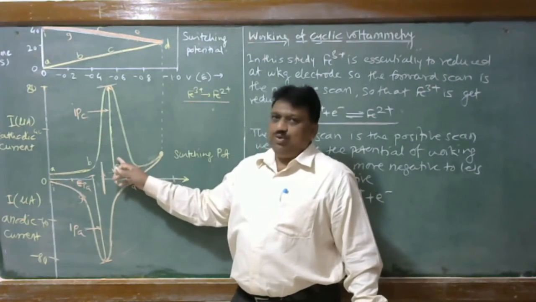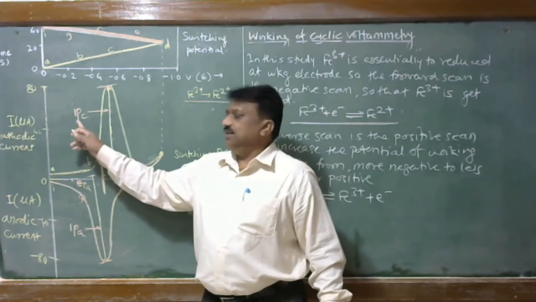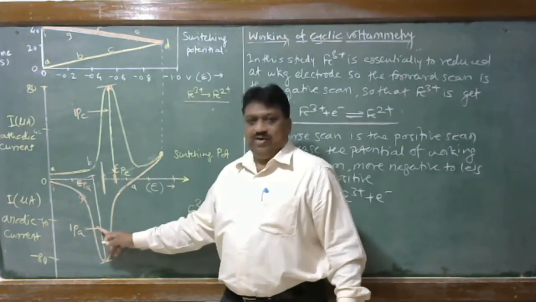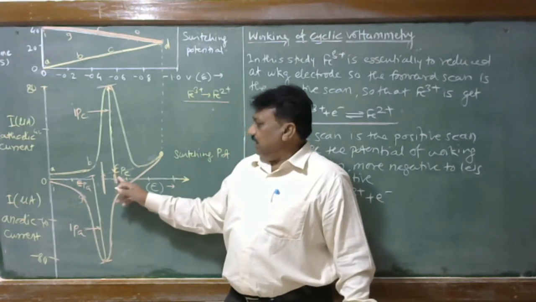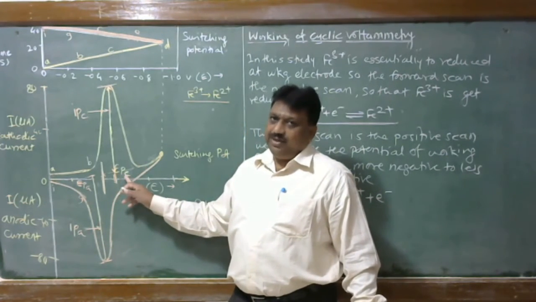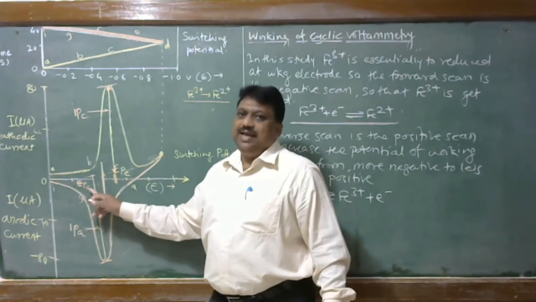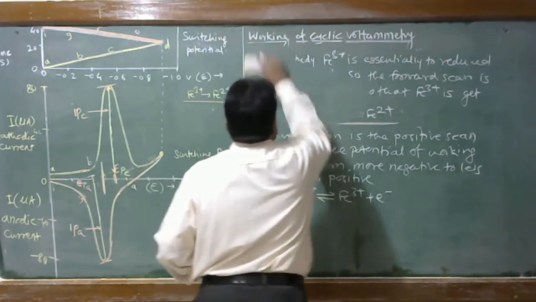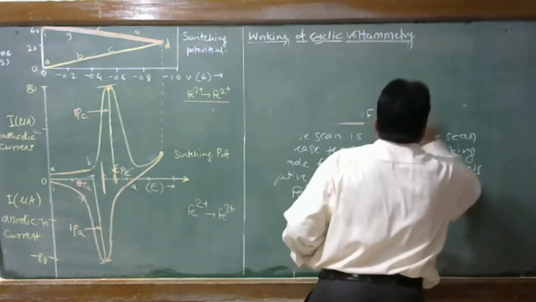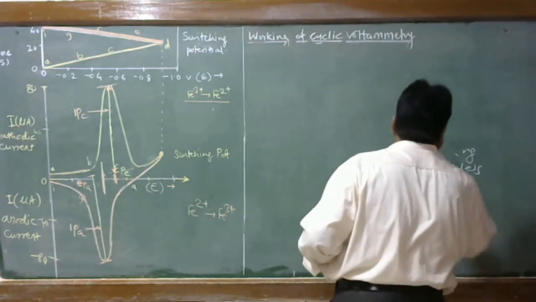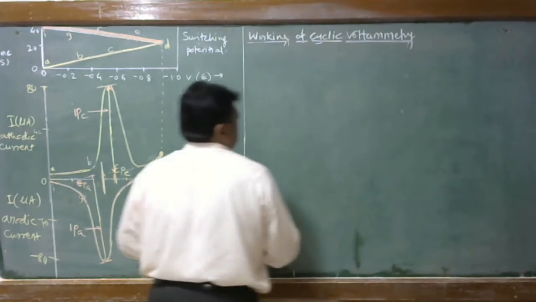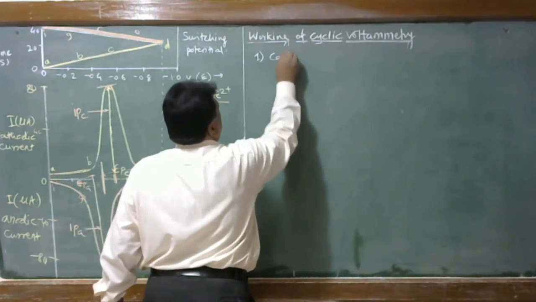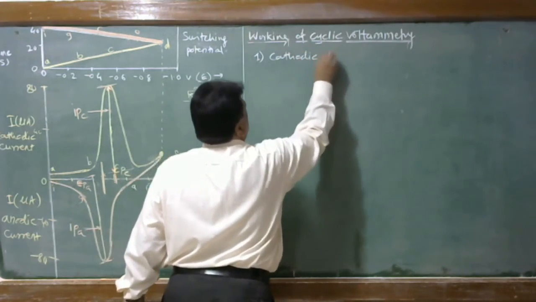From the cyclic voltammogram, we have four important parameters: IPC, cathodic peak current; IPA, anodic peak current; EPC, cathodic peak potential; and EPA, anodic peak potential. Here we discuss the importance of these four terms and how they are utilized for qualitative and quantitative analysis in cyclic voltammetry. First of all, the first parameter is the cathodic peak current.